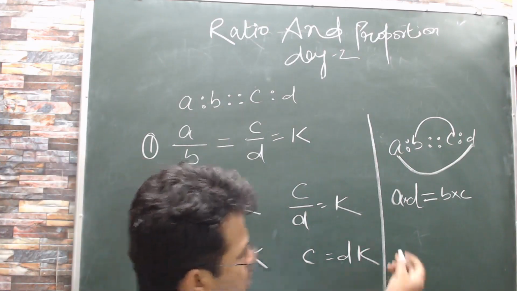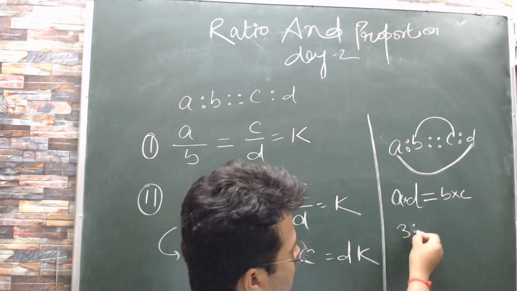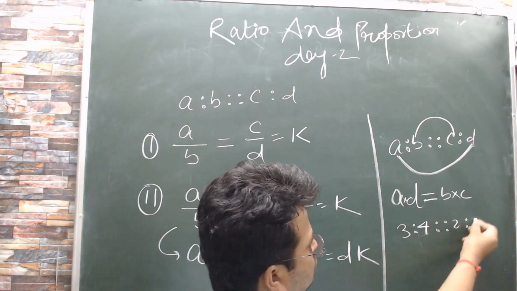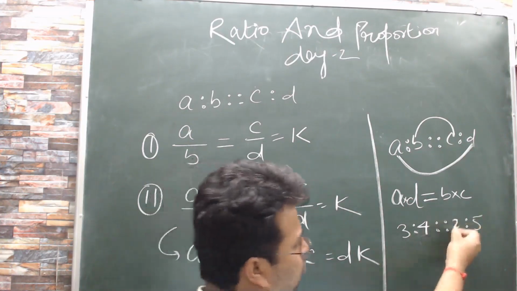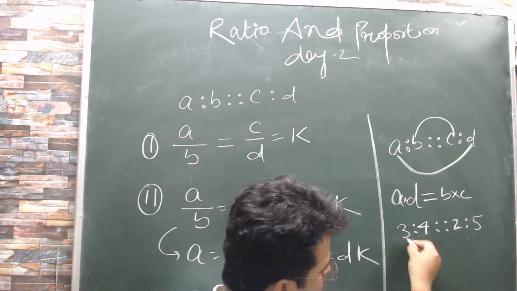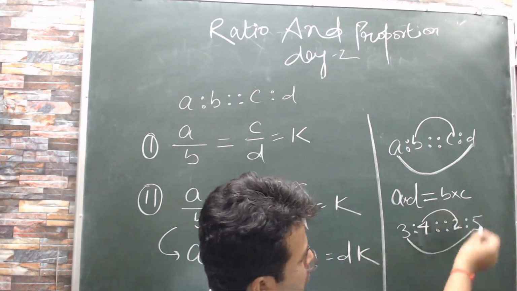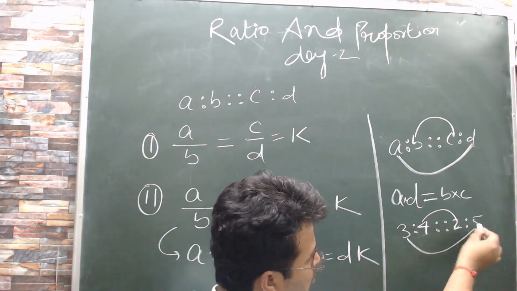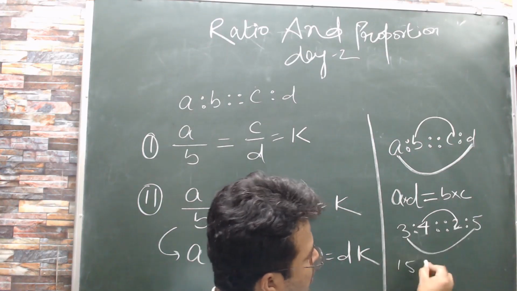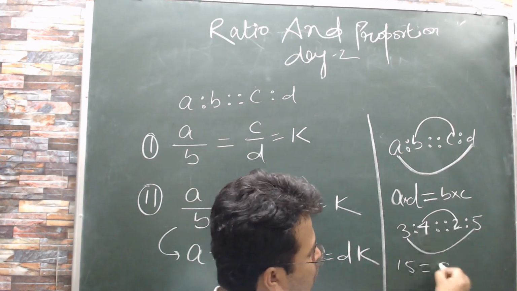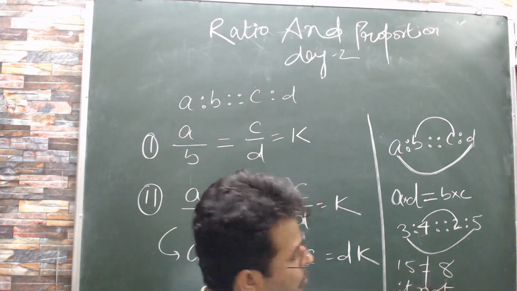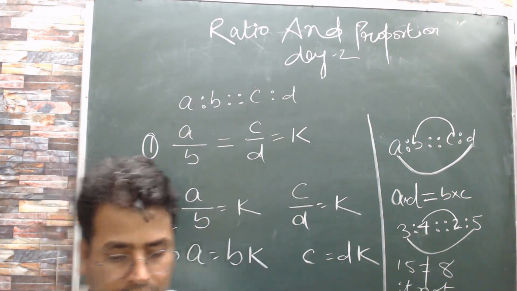One thing more, suppose I give you a proportion 3:4 is equal to 2:5. Check whether this is a right proportion or not. So for that, what we will do? We will multiply this one and this one. The multiplication of the extreme terms must be equal to the multiplication of the midterms. That is 3 into 5 is 15, but 4 into 2 is 8, which is not equal. So it is not in proportion, right?